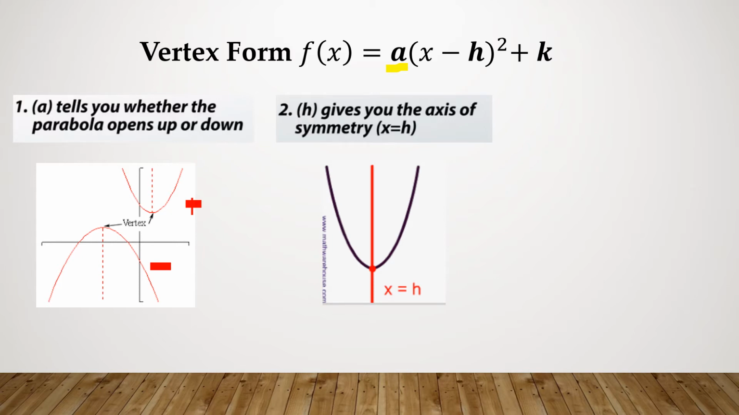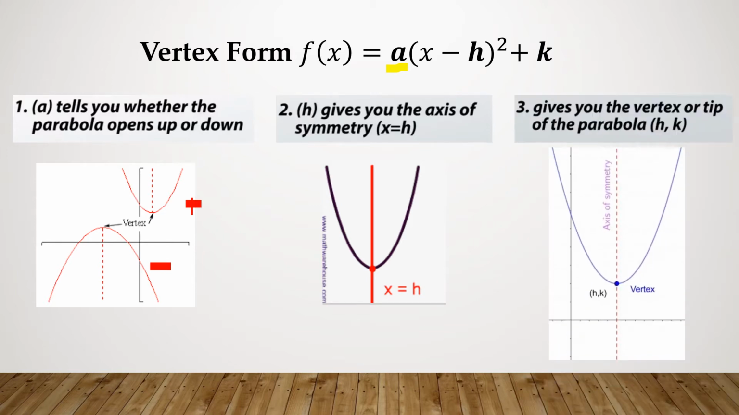The axis of symmetry, which is this red line, tells me the point at which these two sides are going to be the same. So whatever's on the right side is going to be on the left side. It divides that parabola into two equal pieces. The third thing, it gives you the vertex or tip of the parabola, which is labeled as h comma k. H is my x coordinate and k is my y coordinate. Let's look at this form more in detail.